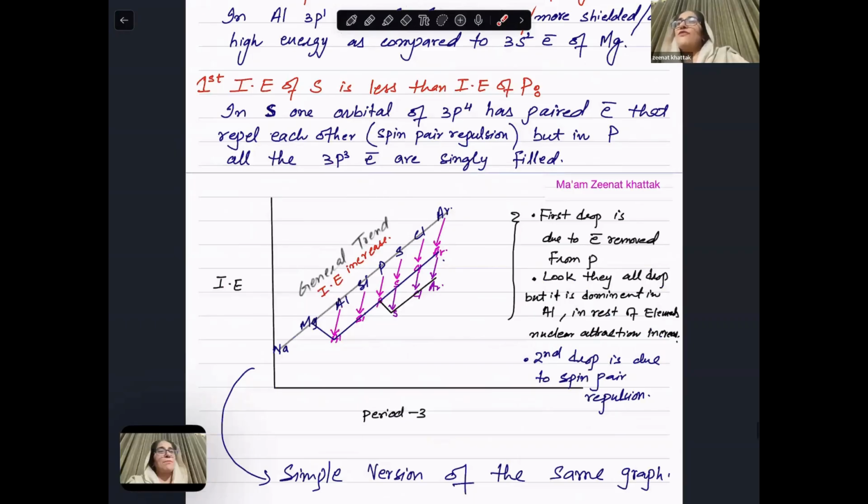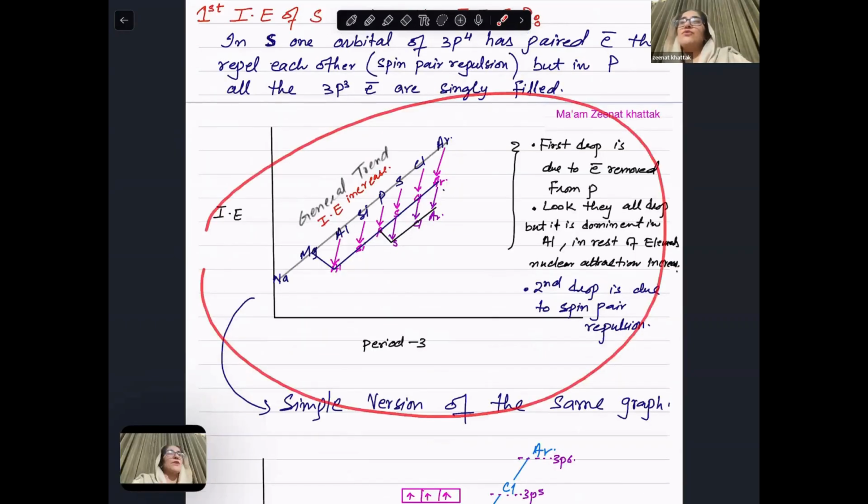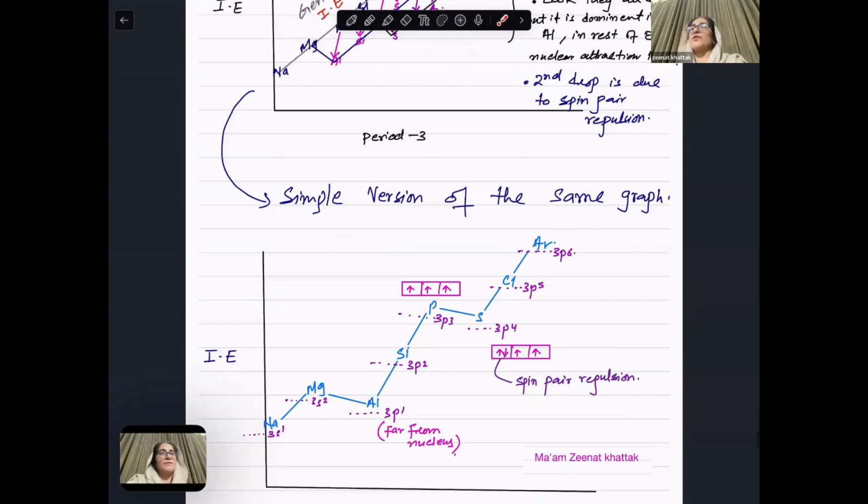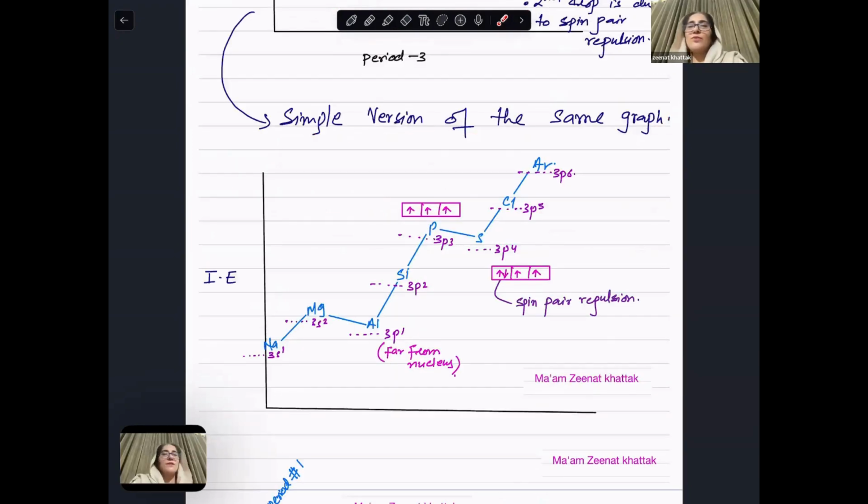Look, the first drop is due to the electron being removed from the p subshell. In the rest of the elements, the nuclear attraction increases, so the atoms are getting smaller. The second drop is due to spin pair repulsion. Here is a simple version of the same graph: 3s1, then 3s2, then 3p1, 3p2, 3p3, 3p4. So the 3p1 is far from the nucleus, and there is spin pair repulsion.